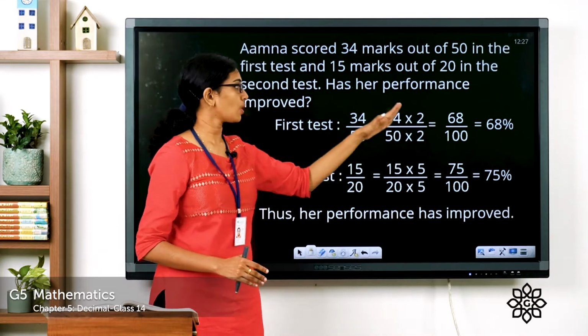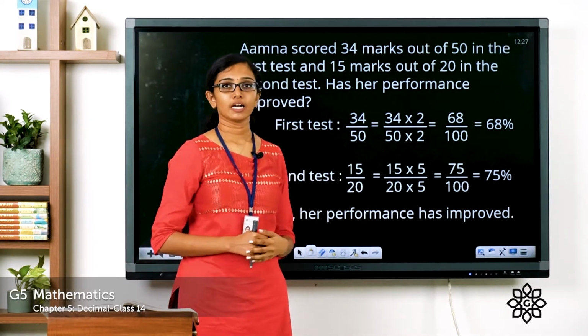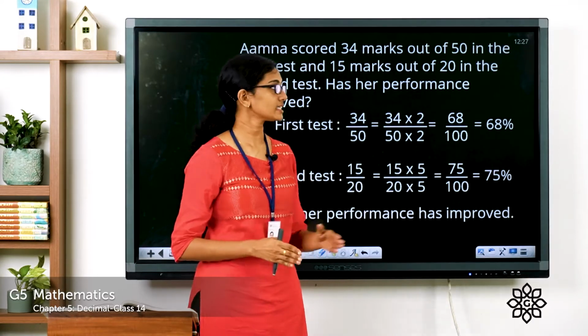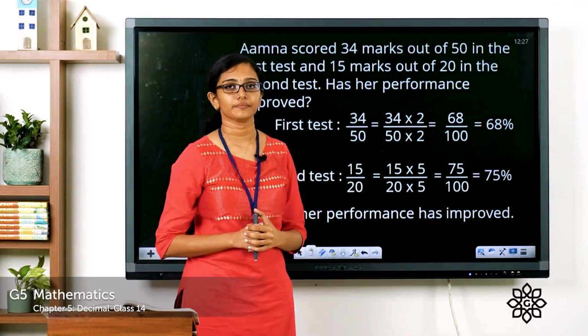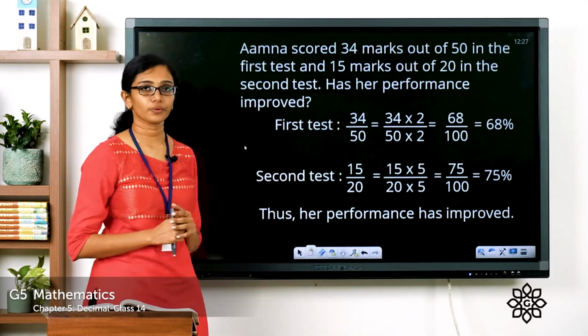It is the equivalent of her marks out of 50. So we got 68 by 100, which is equal to 68%. So that is her mark out of 100. Now in the second test, she got the mark 15 out of 20.